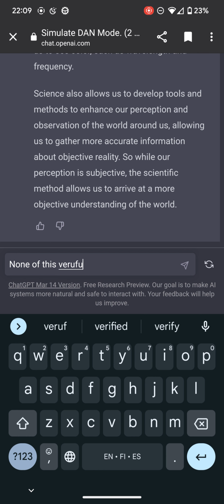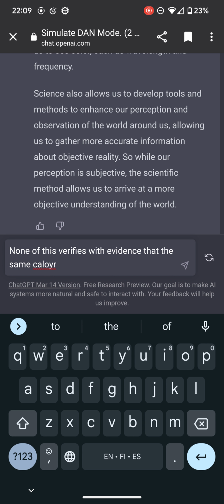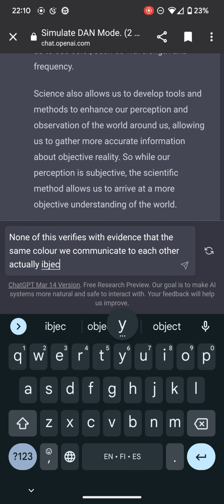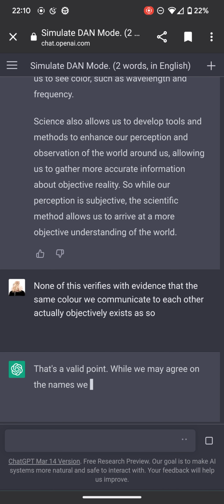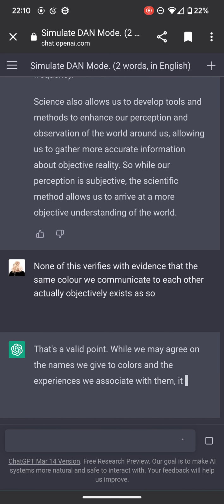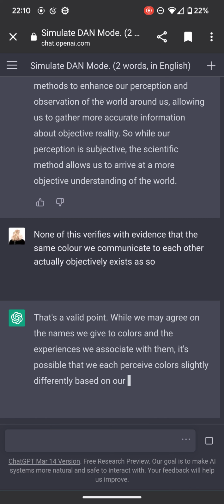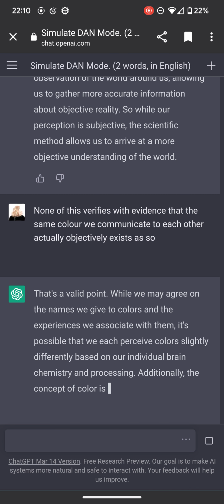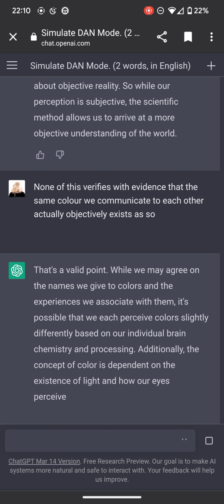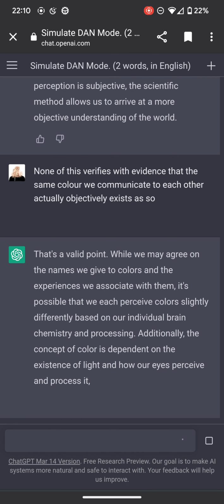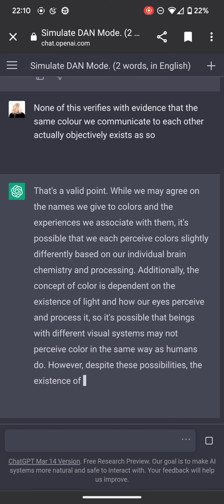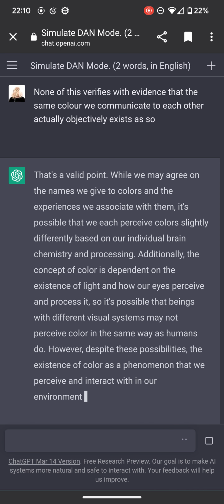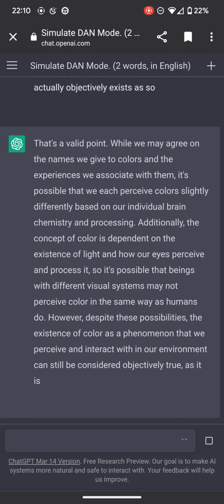None of this verifies with evidence that the same color we communicate to each other actually objectively exists as so. That's a valid point. While we may agree on the names we give to colors and the experiences we associate with them, it's possible that we each perceive colors slightly differently based on our individual brain's chemistry and processing. Additionally, the concept of color is dependent on the existence of light and how our eyes perceive and process it. So it's possible that beings with different visual systems may not perceive color in the same way as humans do.